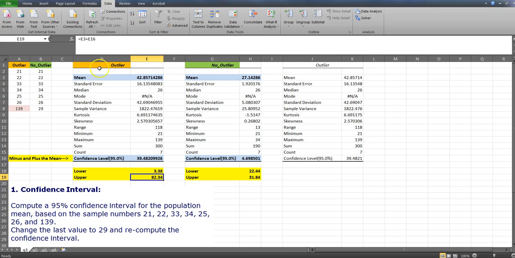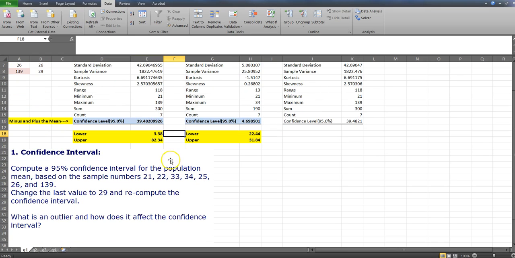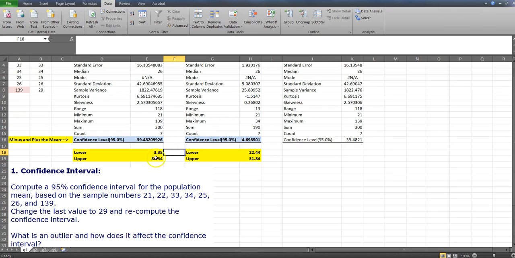And I did it for the first column, the outlier group, and then the second column for the no outlier group. And your task for this question is look at the difference. Does it affect the confidence interval? I'm pretty sure it does, as you can see. Alrighty, so that's question 1 done.